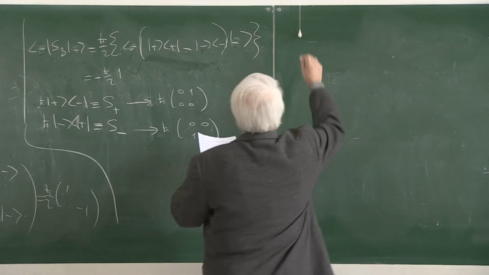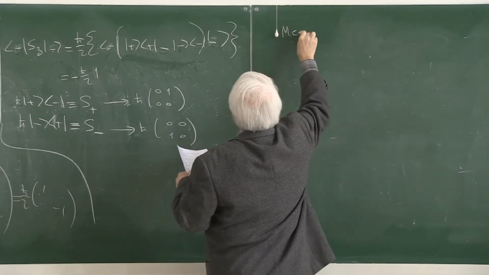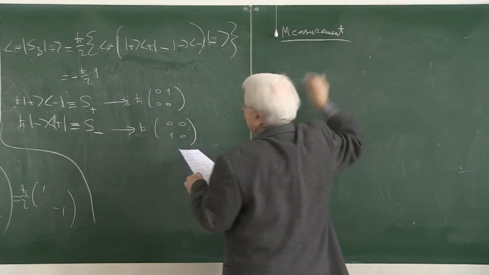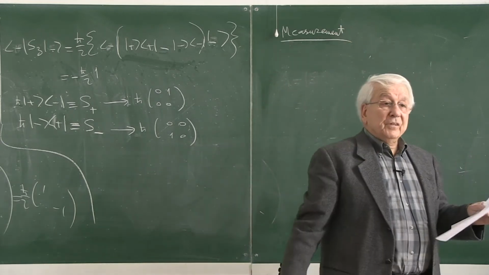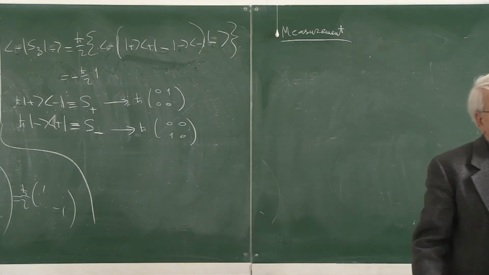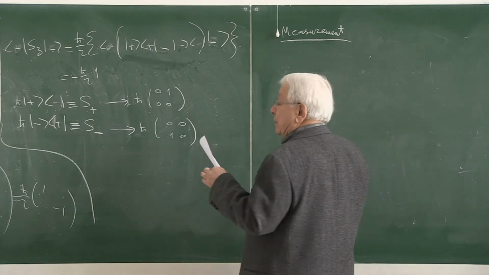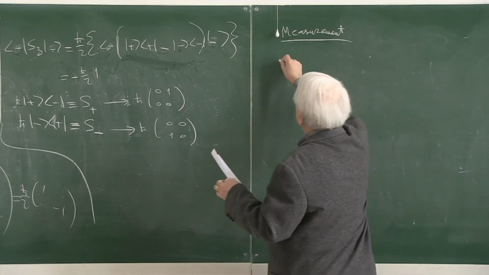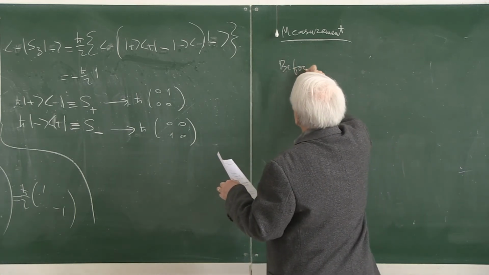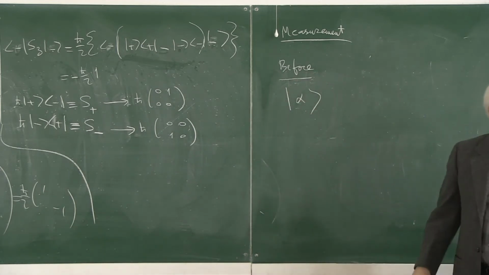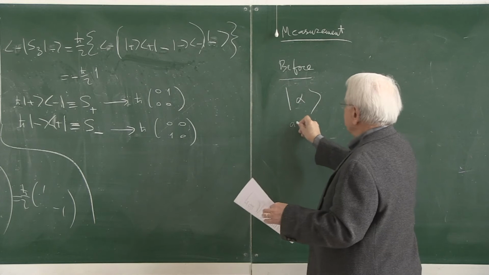So this subject is measurement again. Well, we will be talking about measurement so much; we started by talking about measurement at the beginning and we keep talking about it. So before the measurement, our state was in an arbitrary ket.